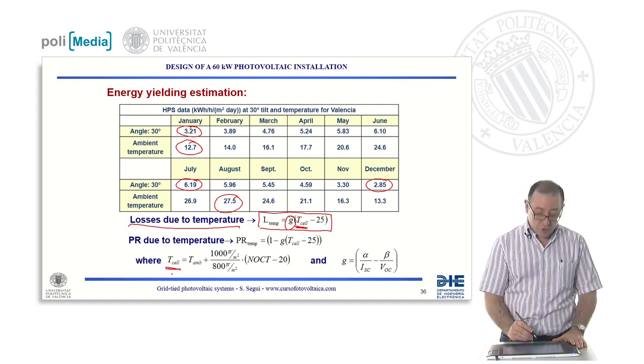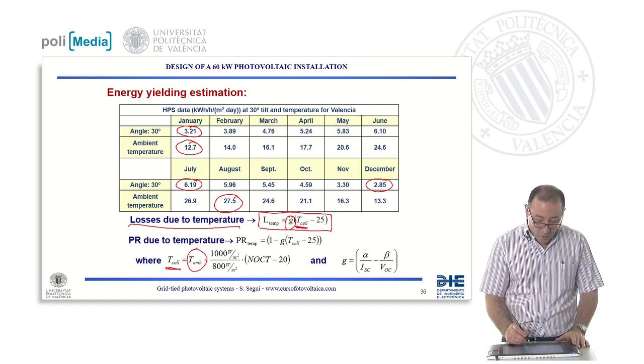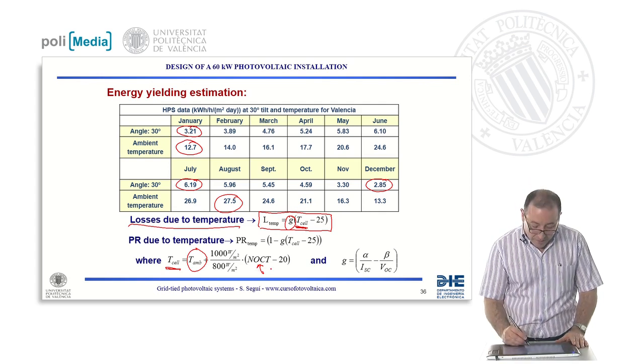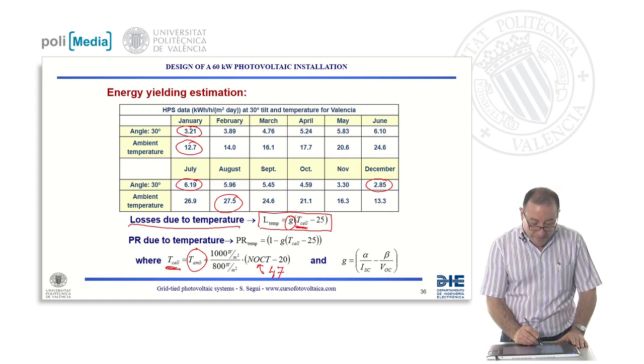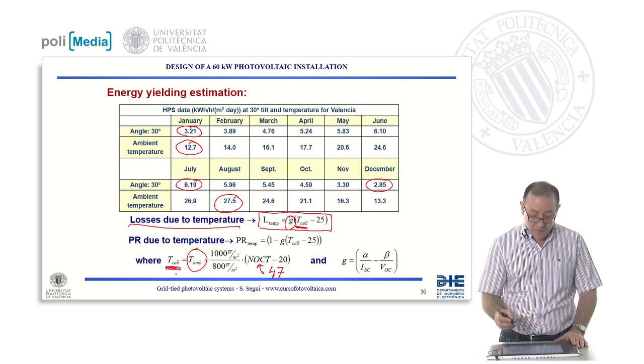We are going to use the ambient temperature that we have in this table, and we are also going to need the normal operating cell temperature that is included in the datasheet of the manufacturers. Usually for crystalline models, this value is around 47 Celsius degrees, and in order to calculate the cell temperature, remember that we are going to use the standard test conditions.